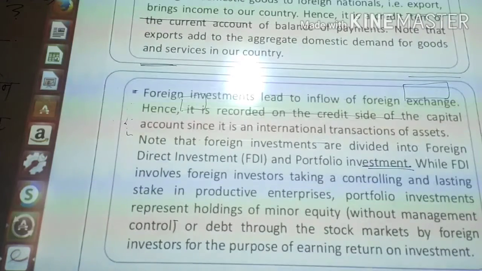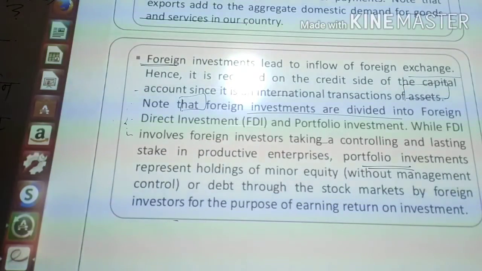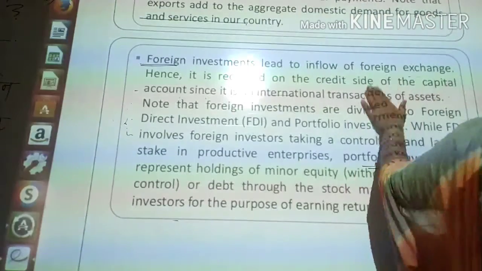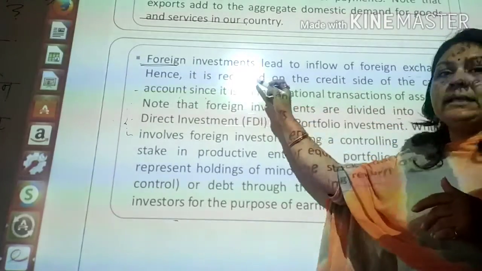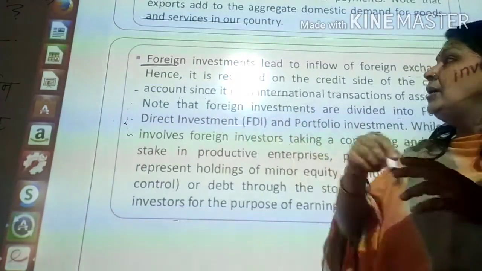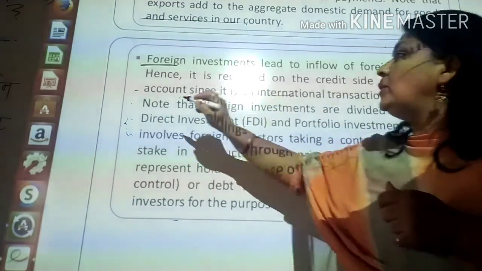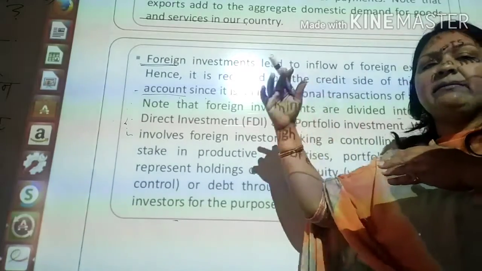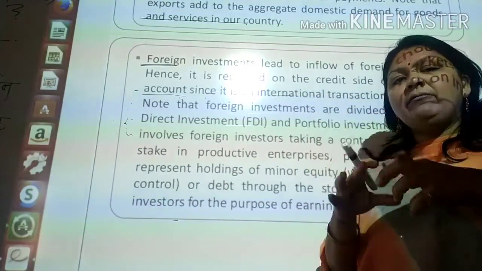And when we are talking about foreign investment as part of the credit side of the balance of payment, foreign investment leads to inflow of foreign exchange. Hence, it is recorded on the credit side of the capital account. See, this is not the current type. This is a type of capital, because this is an investment.